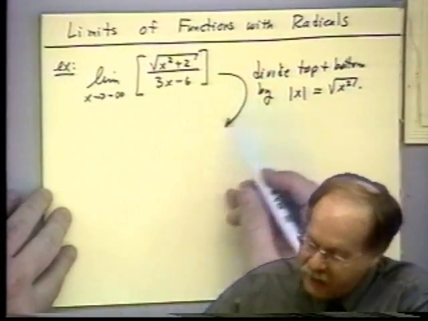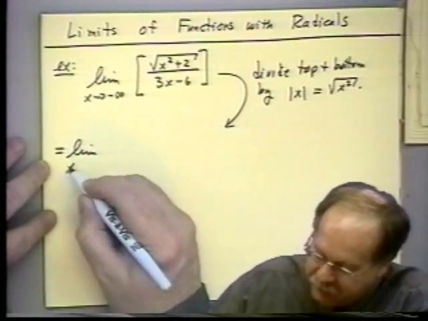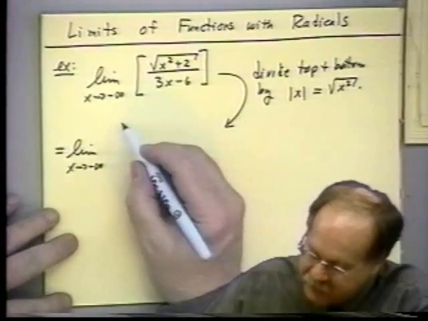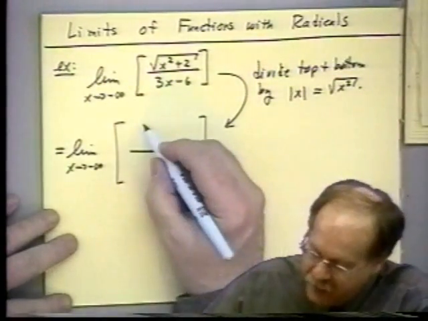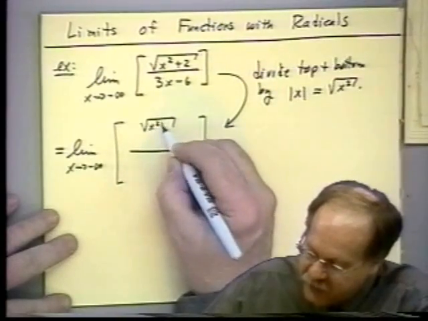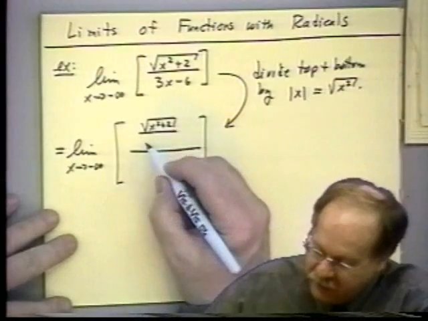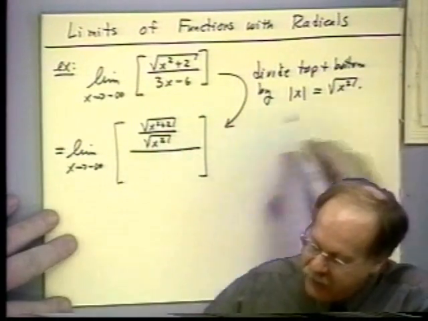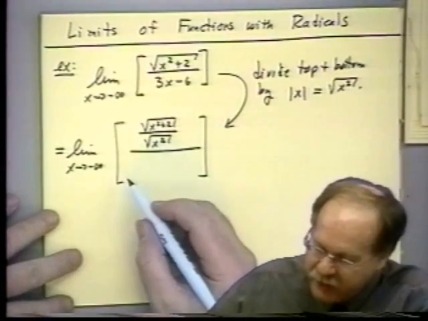Now I'll use it in different ways on the top and bottom, and let's see what happens as we move to the next step. We're going to take the limit as x goes to minus infinity, and now on the top and bottom we're going to have a fraction. The top will be the square root of x squared plus 2, and I will use the square root form, of course, here, and divide that by the square root of x squared. On the bottom, I will go ahead and divide by absolute value of x.